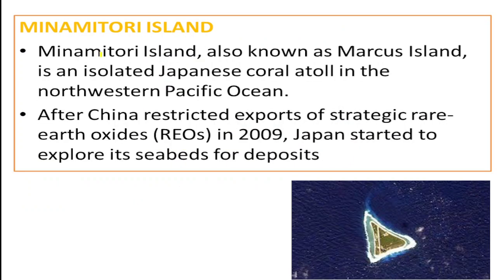Minamitori Island, right? It is an isolated Japanese coral atoll in the northwestern Pacific Ocean. Okay. Now, after China restricted its exports of strategic rare earth oxides in 2009, right? Japan started to explore its seabeds for deposits. Now, this is the location where we are trying to search for things.